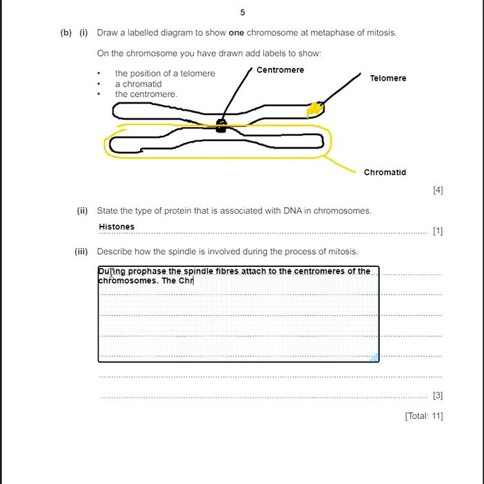The chromosomes are moved and arranged at the equator by the spindle. That is then metaphase.